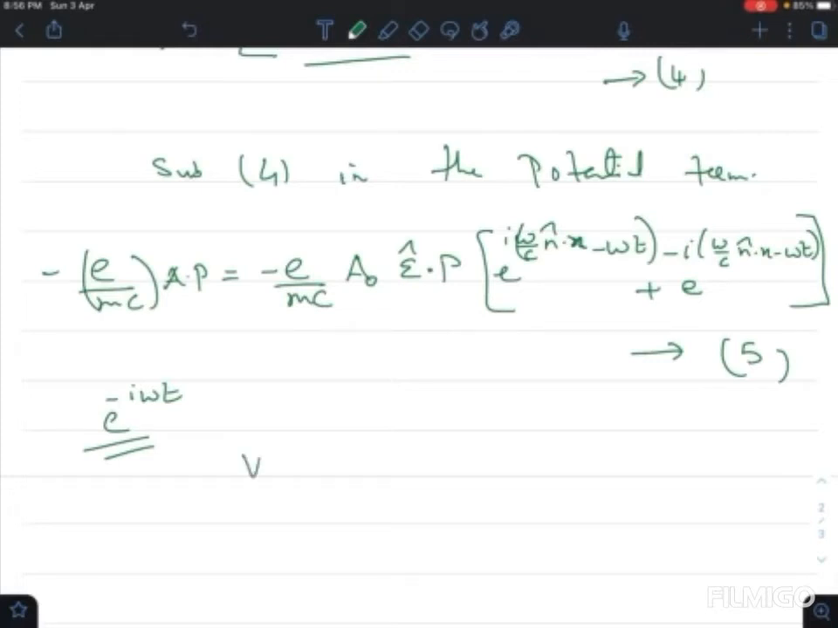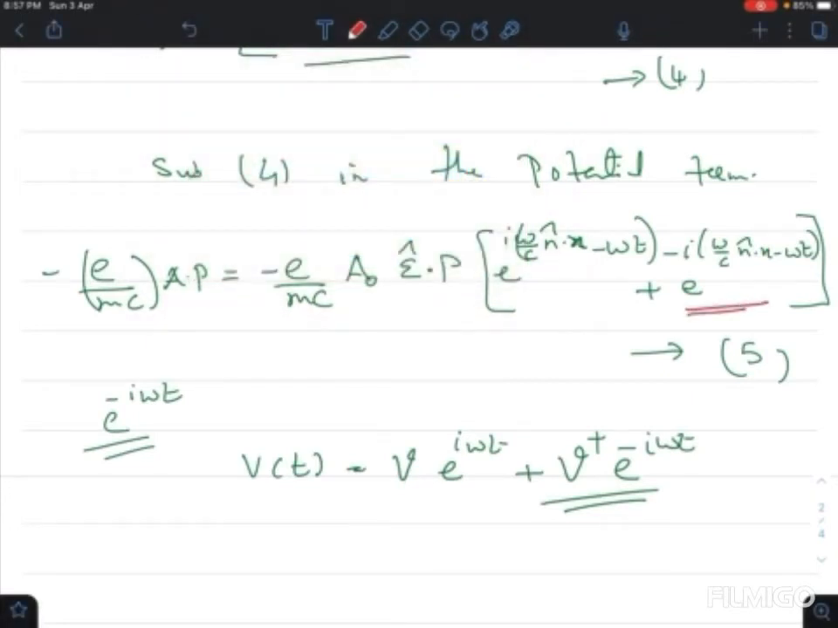There you can recollect the harmonic perturbation potential V of t is given as V e raised to i omega t plus V dagger e raised to minus i omega t. So we are considering this V dagger e raised to minus i omega t, which is responsible for the absorption case. So e raised to minus i omega t, you can get it from here.